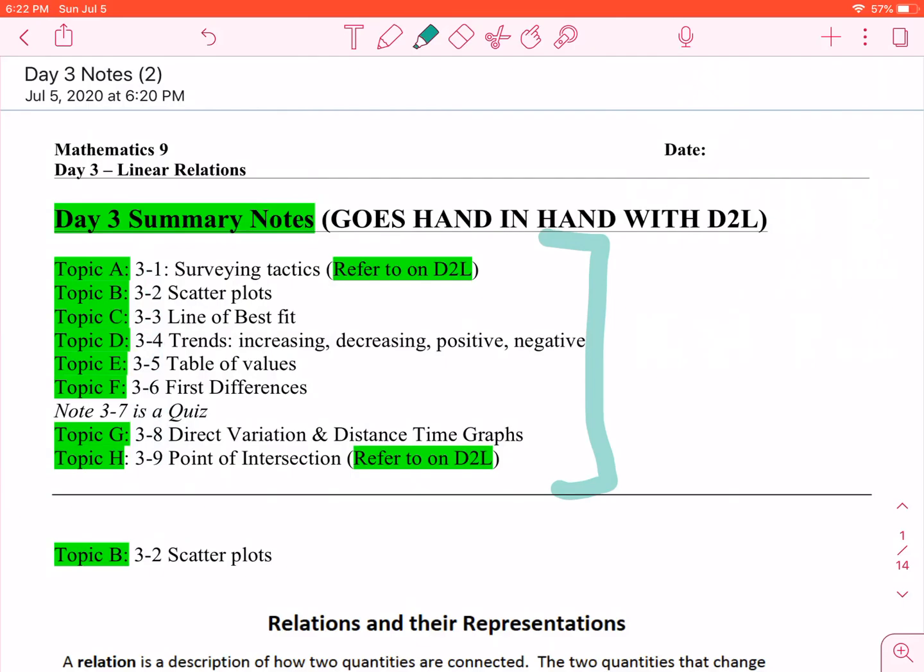Okay, so we'll get started here. I have mentioned here for 3.1 and 3.9 just to refer to the D2L module, as I find that it explains it quite well, and you could just look on to the modules for that. And for the ones in between 3.2 to 3.8, I'll show you some support documents, which is what I'm going to do in this video right now.